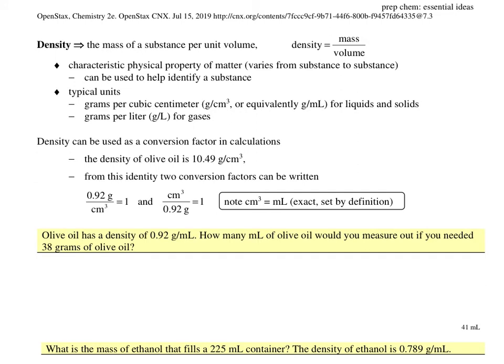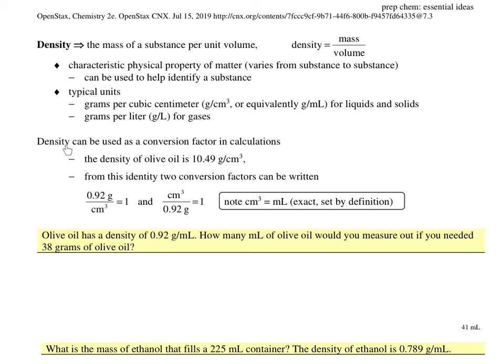Now we have some density problems. Density is given by mass divided by unit volume, and it's a characteristic property of matter, meaning it varies from substance to substance. Typical units are grams per cubic centimeter or grams per milliliter, and remember, these are exactly the same. They're set by definition, so these units can be used interchangeably. Grams per cubic centimeter or grams per milliliter is typically used for liquids and solids. Gases are more conveniently expressed in grams per liter because they're much less dense.